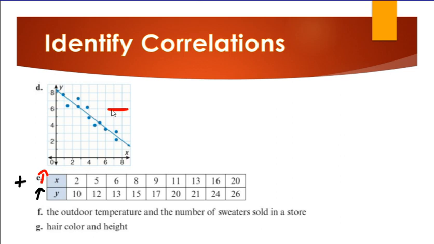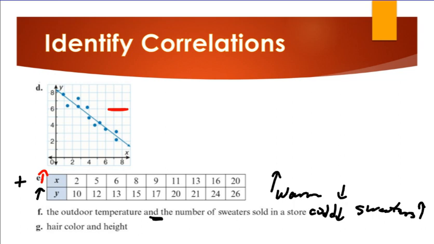Letter F, the outdoor temperature and the number of sweaters sold in the store. So the hotter the temperature, the fewer sweaters are sold in the store. So the warmer means less sweaters. Colder, so when the temperature goes down, the sweaters go up. When the temperature goes up, sweaters go down. So they're in opposites. So we would say this is a negative correlation.